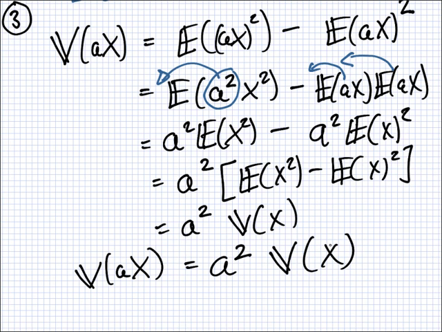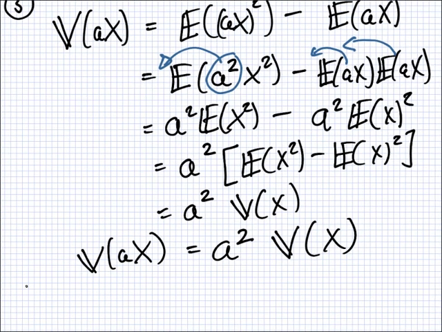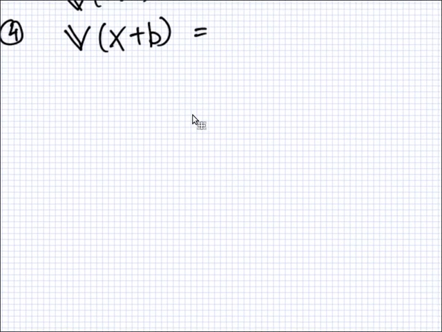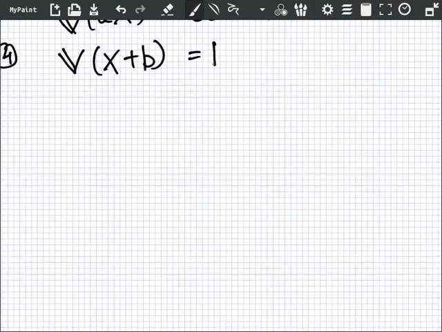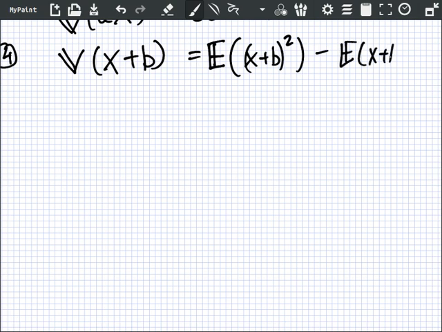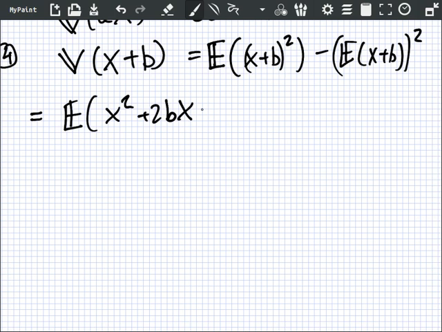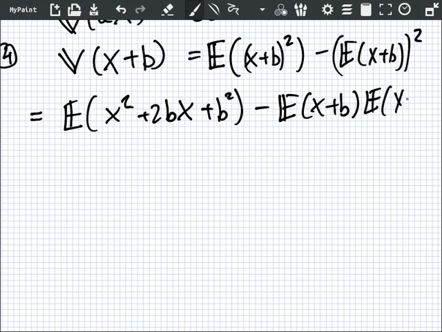No surprises for the next one we'll have a look at: the variance of X plus b. Let's calculate that now. Using the definition of variance, that's the expected value of (X plus b) squared minus the expected value of X plus b, and the square is on the outside. So we're going to have to simplify a little bit here. That's the expected value of X squared plus 2bX plus b squared minus the expected value of X plus b times the expected value of X plus b.